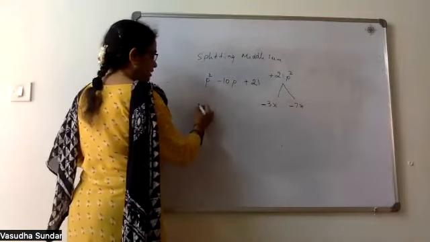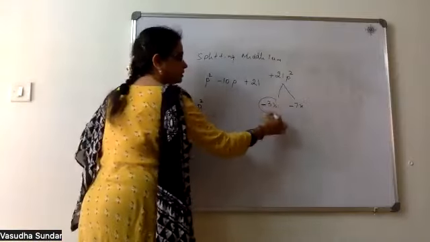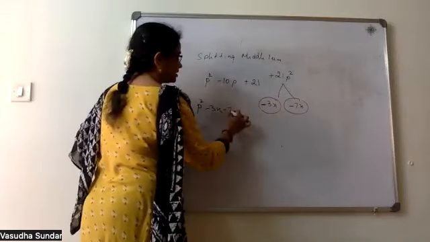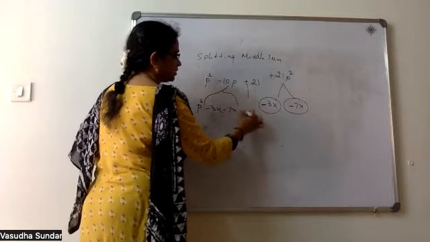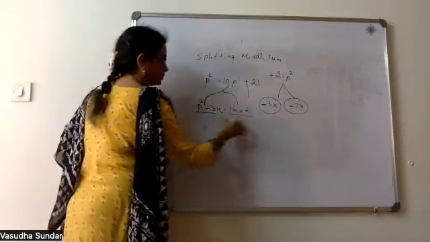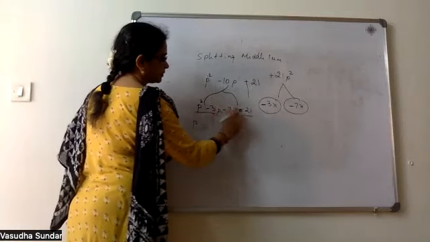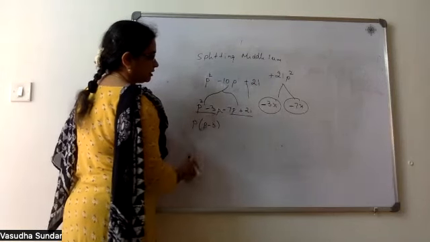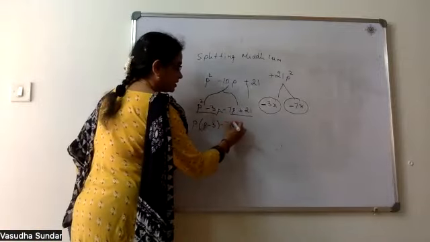So what do I do? I'll write p squared, then I write this minus 3x, and this minus 7x. So I'm splitting it like this. This plus 21, I write as it is. Now I group. I have 4 terms. I take out p, and p minus 3 is remaining. And here I take out minus 7 common.